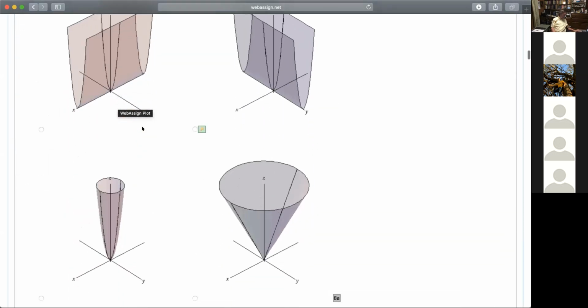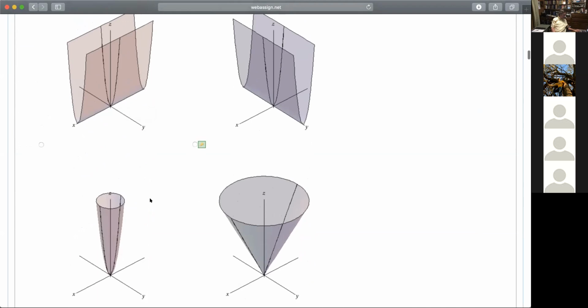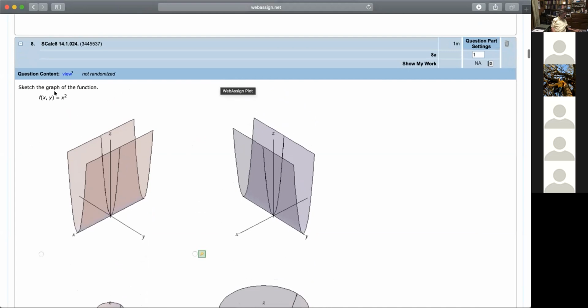Now what I got here is I got some cone shapes. This looks to me like a parabolic shape with a circle. I have a cone idea, straight lines. I've got some cylinders here. So let's see what this is. Okay, f of x, y is x squared.